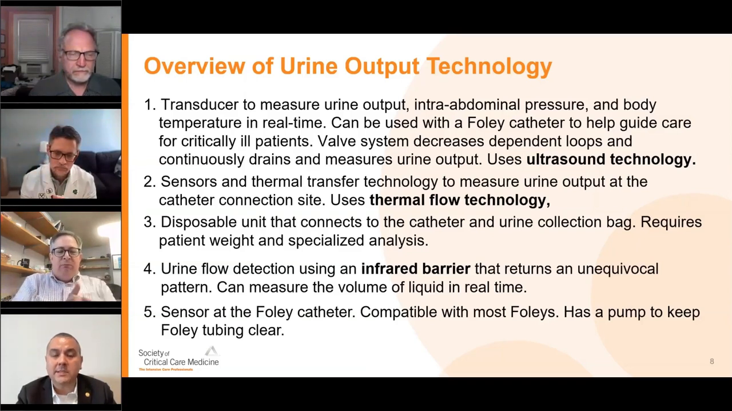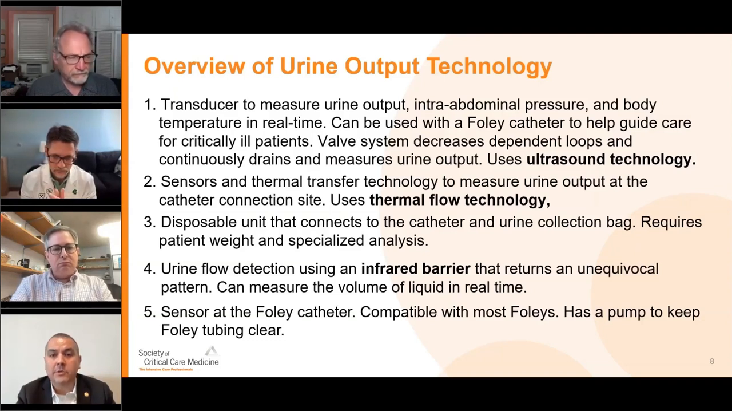requires the patient weight, and it also uses a specialized analysis to gauge how much urine flow is coming from our patients. The fourth type is another detection device that uses an infrared barrier, and it basically looks at patterns and is able to adequately predict and measure the amount of volume of Foley liquid coming out at one particular time. And then the last type is a sensor that goes on the Foley catheter.